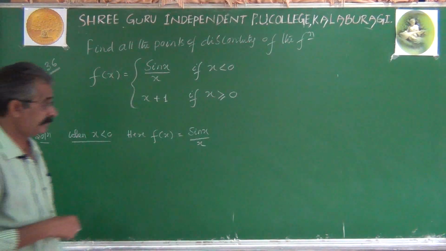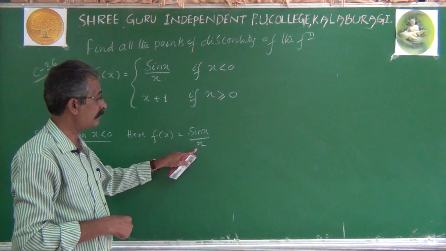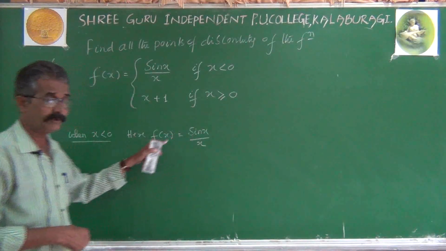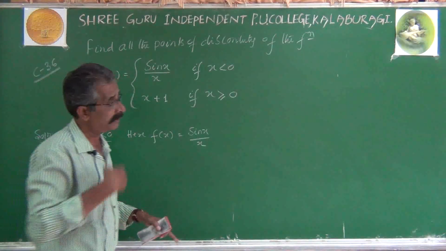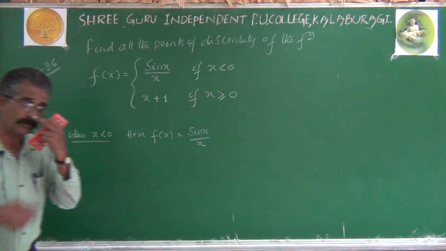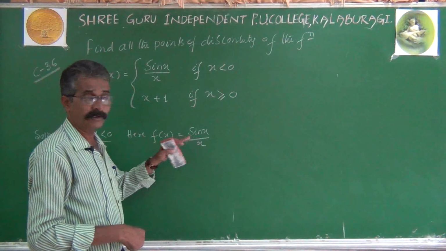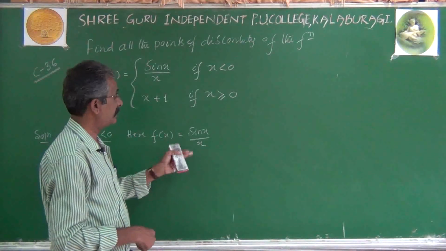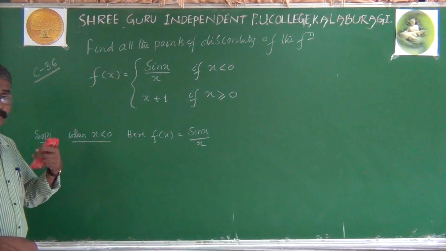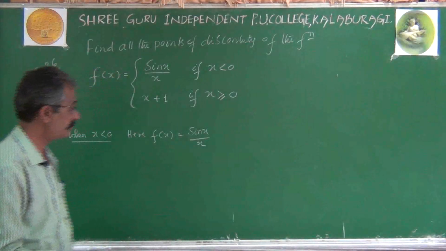And already we know that sin x is a continuous function, x is also a continuous function because x is an algebraic polynomial. Sin x is continuous, x is continuous. Already we have seen this by means of an important note, by means of a theorem. The theorem says that the division of two continuous functions is again a continuous function. Obviously sin x divided by x is also continuous for x less than 0.